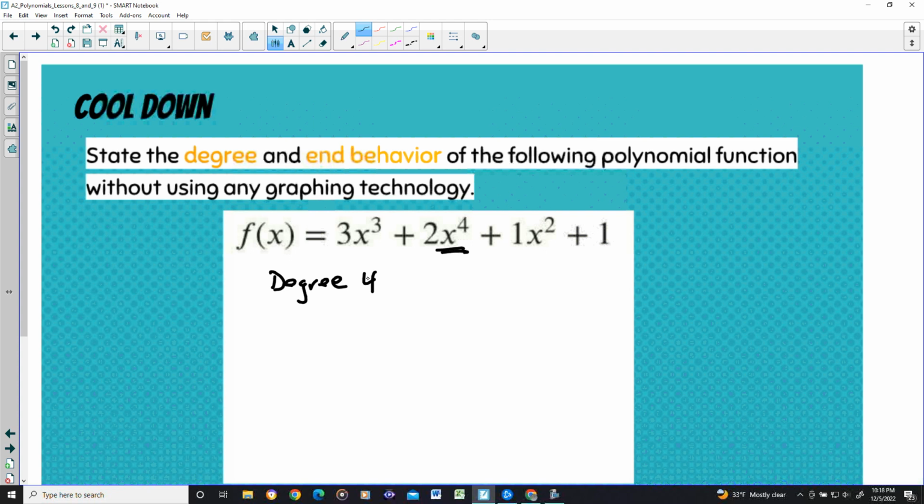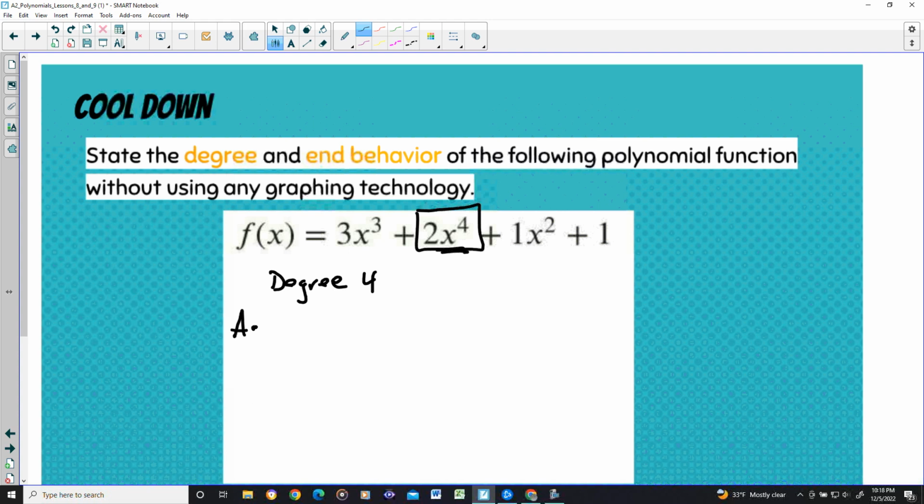Because it's a degree 4, that term is going to override all other terms when x is very large. So like if x was a million, a million to the fourth power is way larger than a million to the third power. So therefore, what will happen is this term dominates the discussion. And what happens when you take numbers raised to the fourth power? They will always be positive.